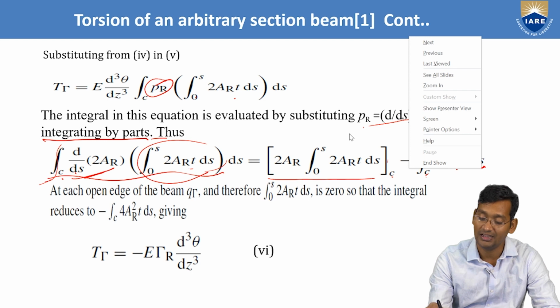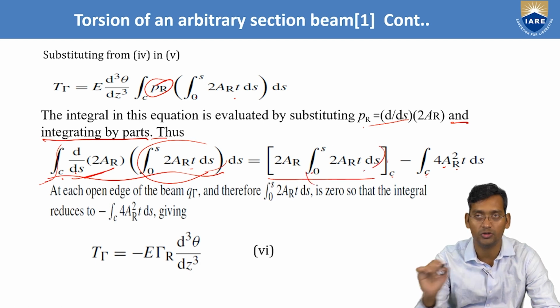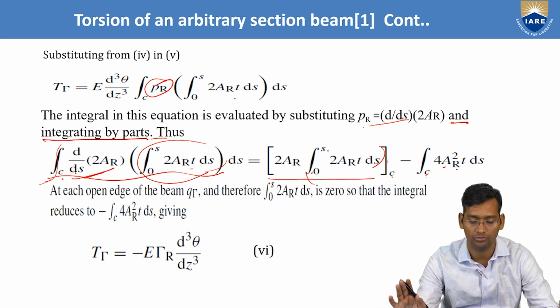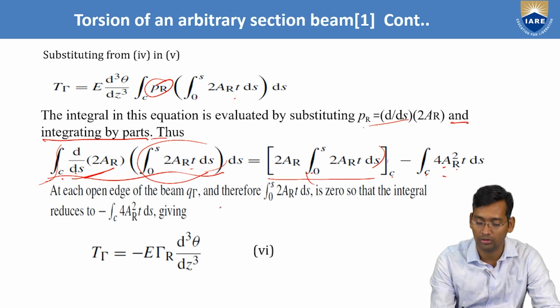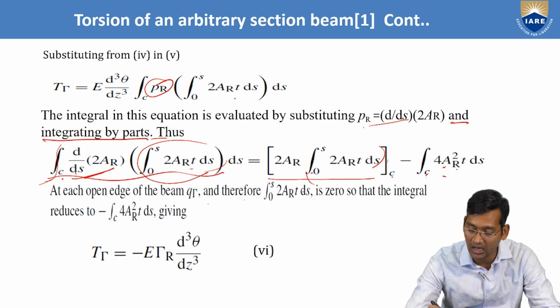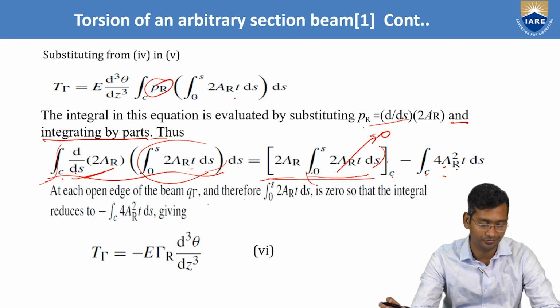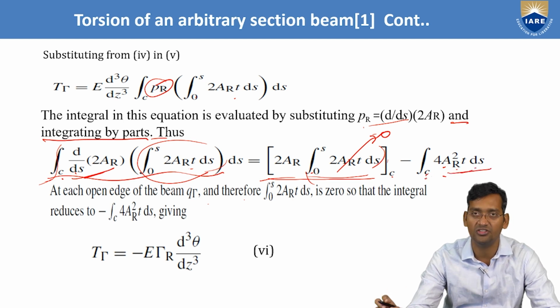So this is that. Next, to find this overall value, this is again required. First substitute the value of c here, and then again integrate this part with respect to s, putting the limit 0 to s. At each open end of the beam q tau is 0, and therefore the integral from 0 to s of 2Ar is 0. So 2Ar t ds is 0, and 0 into this will again be 0, right? So minus 4 integral c 4A square r t ds remains.